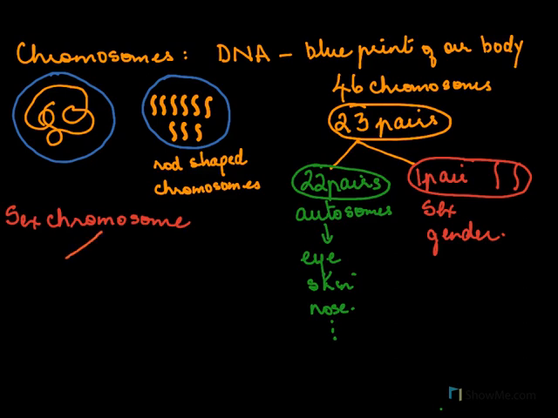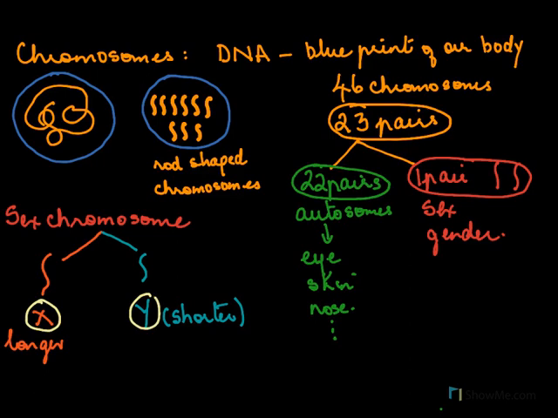Now the sex chromosomes are of two. One is called the X chromosome. We call it the X. And we have another which is called the Y chromosome. And this Y chromosome is a little shorter than the X. So the Y is a little shorter and the X is a little longer chromosome. So we have two sex chromosomes. One is called the X chromosome and the other is the Y chromosome.